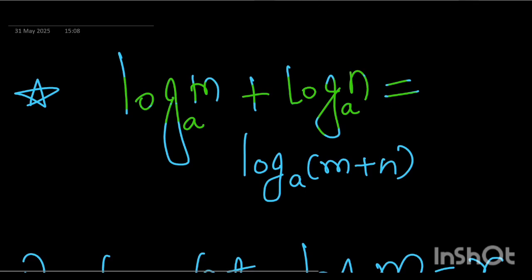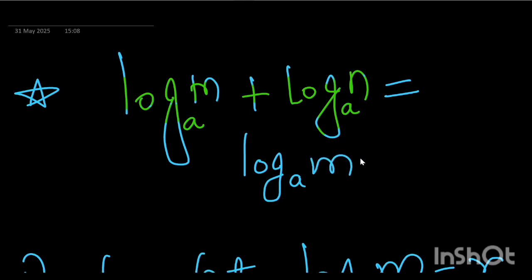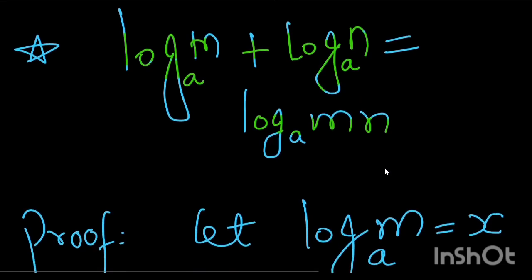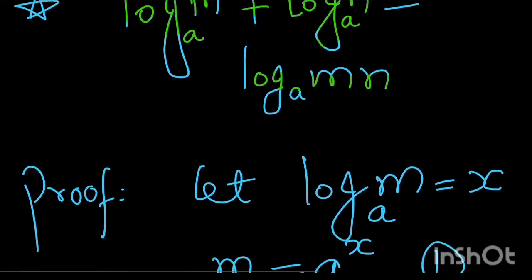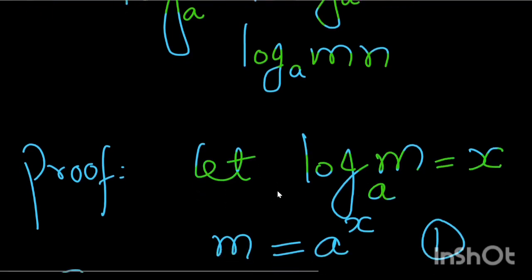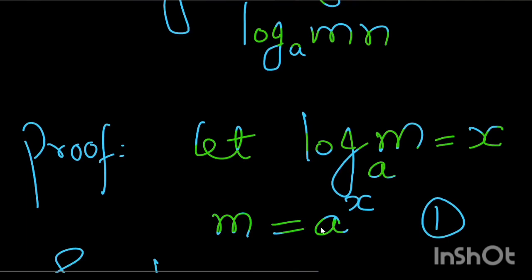So what is log m plus log n equal to? Guys, log m plus log n is log base a of m into n. How can we prove this? We will assume log m base a to be x in this proof. So using the definition, m becomes a to the power x.